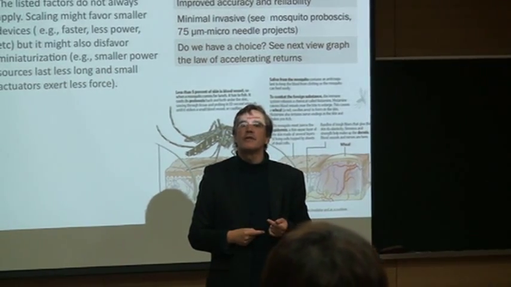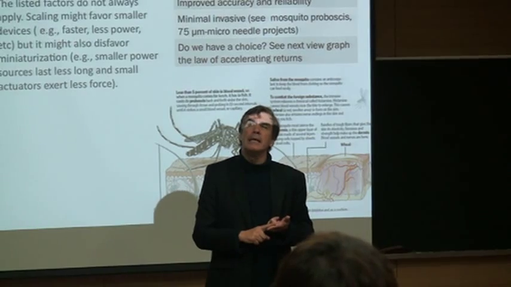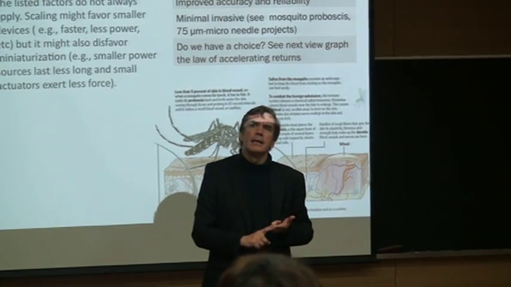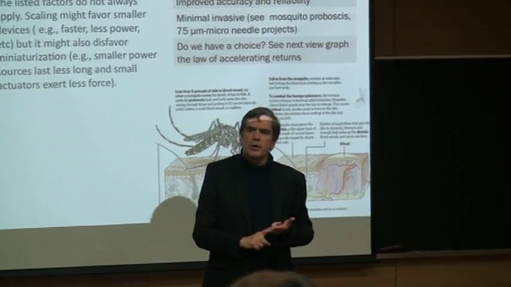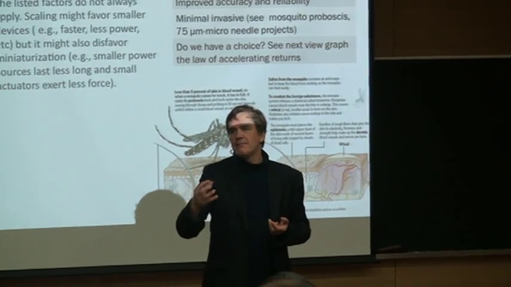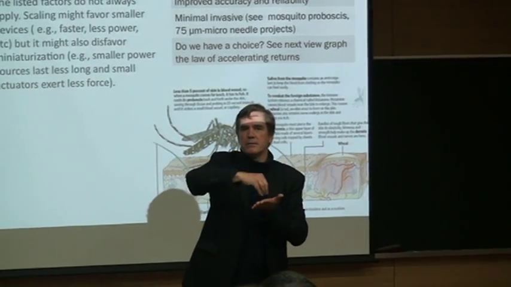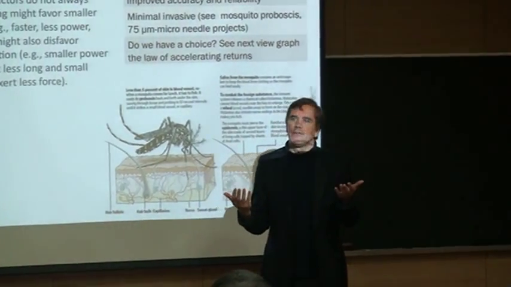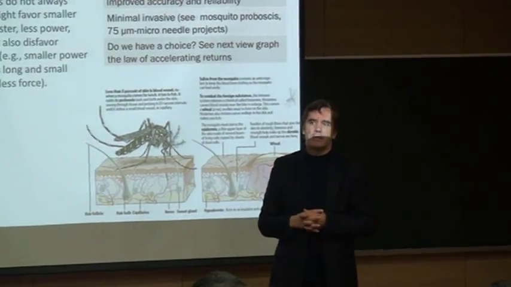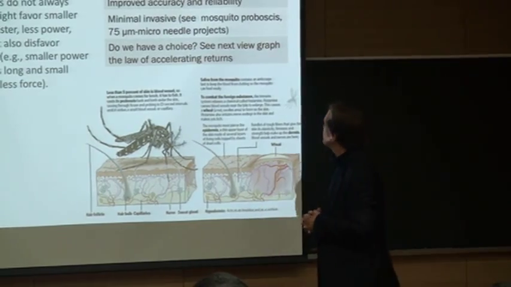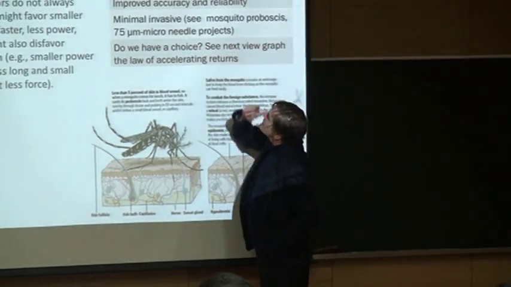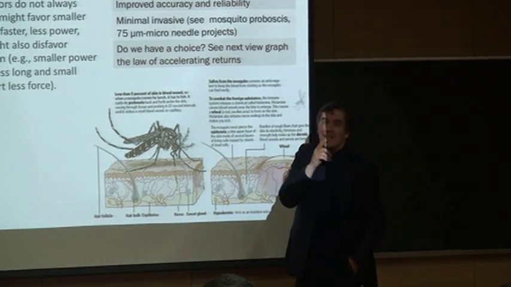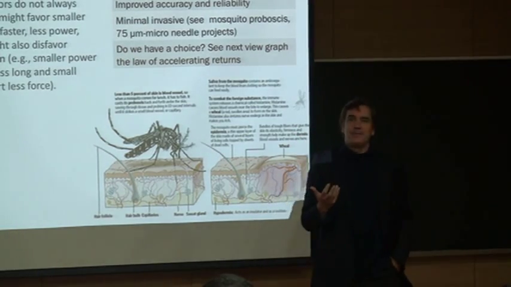How people solve it now, there's a group in Berkeley, one at Georgia Tech, that have solved this problem. They make an array. They make many needles. So one will hit, right? So they make an array of, let's say, 10 by 10 or so. That's a possible answer. But again, you see here that miniaturization is required.